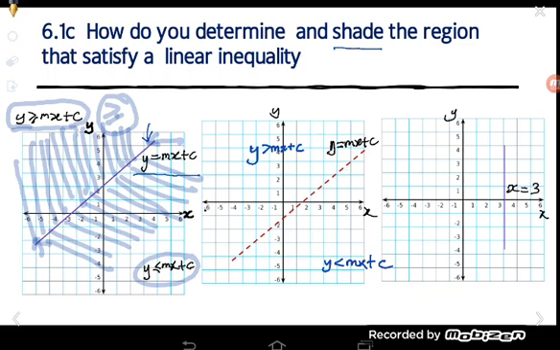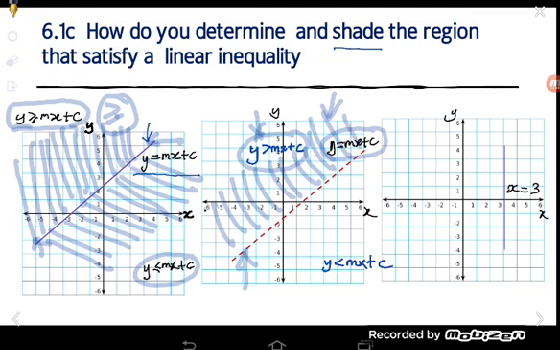Okay, let's see here. Over here you still have the straight line y equals mx plus c, and if you want to shade y more than mx plus c, no equal sign, so you have to use this dash line, dash line. So still the same with this one. If it is more, then you shade on the upper side of the straight line, and this one is less, so you shade over here.